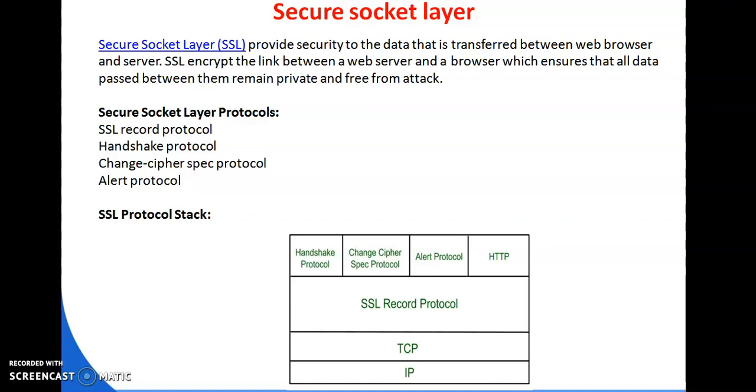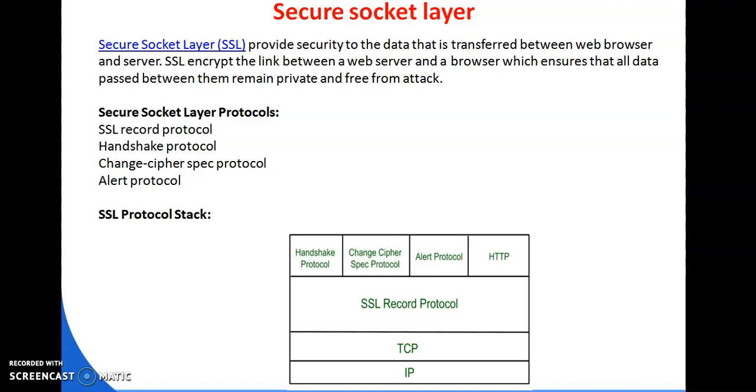Next we come to the alert protocol, and this protocol is used to convey SSL related alerts to the peer entity. Each message in this protocol contains 2 bytes, one for level, another one for alert. Level is further classified into 2 parts. One is warning, the second one is fatal error. So this is the level part.